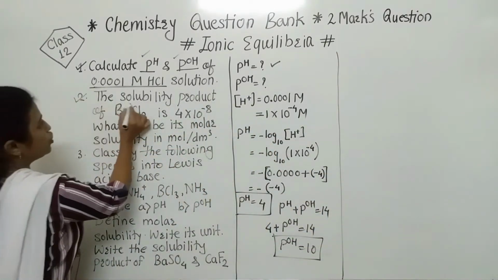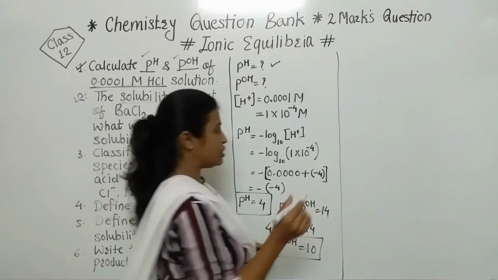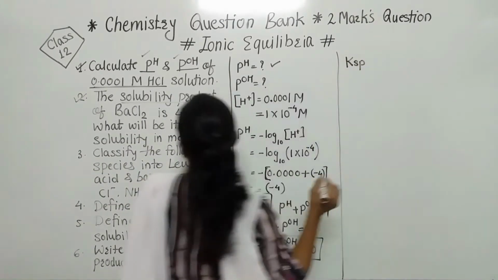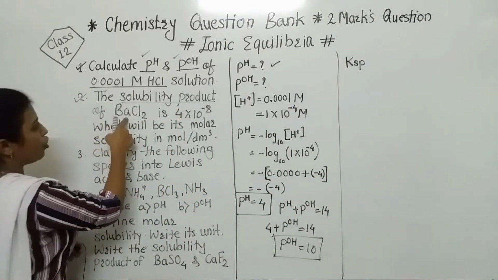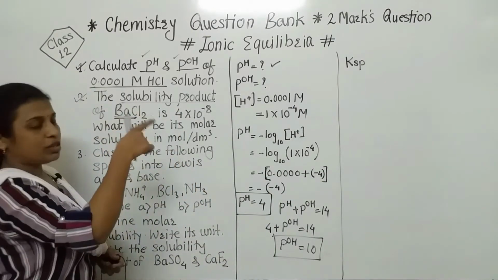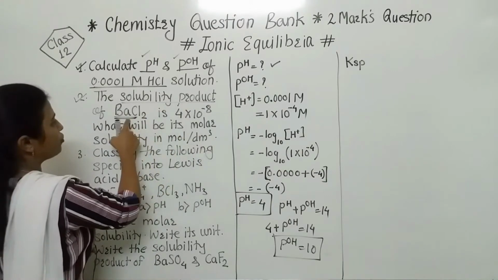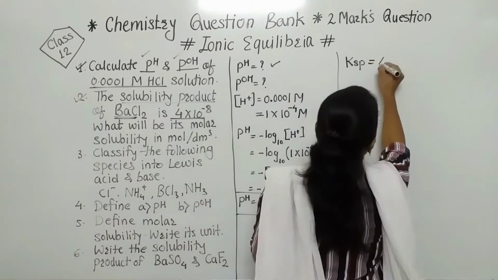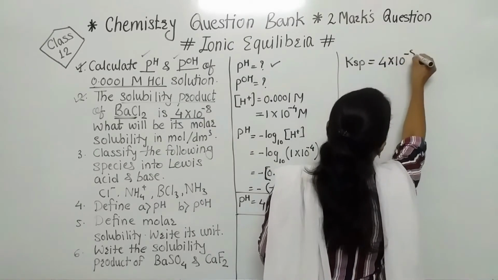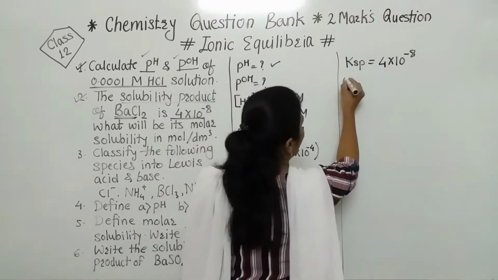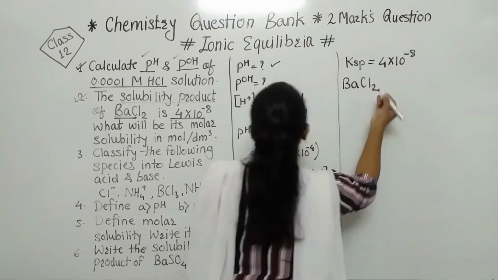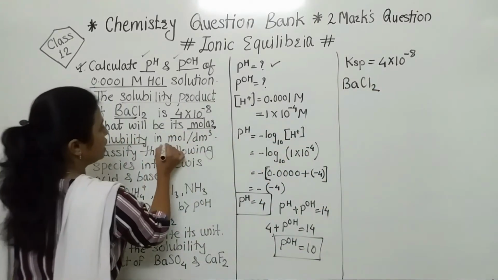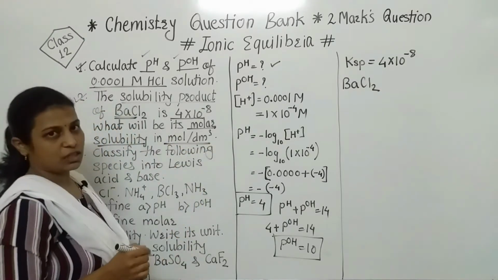Second one, the solubility product, whose symbol is Ksp. The solubility product of BaCl2. They have given the solubility product value of BaCl2, and it is 4 into 10 raised to minus 8. Whose value is given? That is of BaCl2. And what do we have to find out? What will be its molar solubility in moles per decimeter cube.